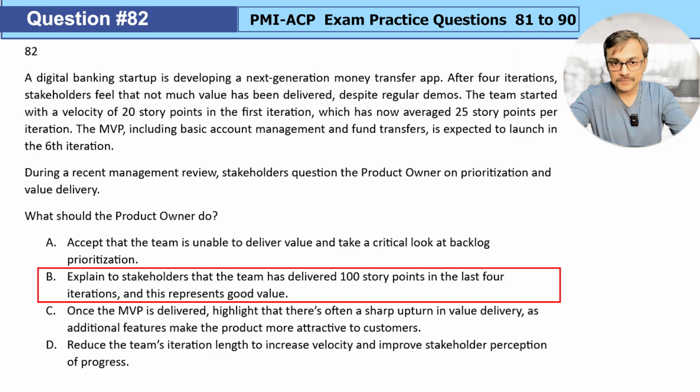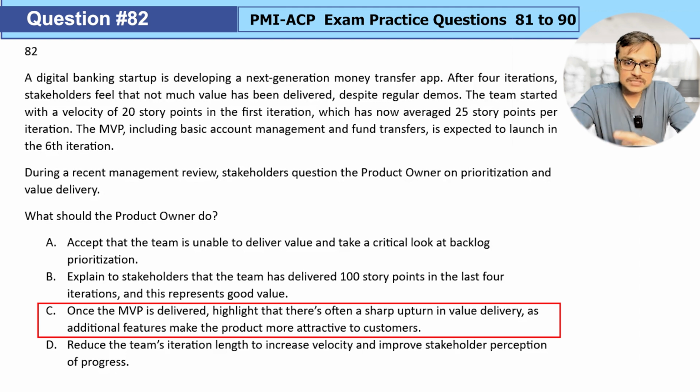So I added option B just to create that confusion. So people should not be selecting it, considering or thinking that velocity or story point delivery is a value. So option B is definitely not relevant. A still can be done, but B is not at all possible.